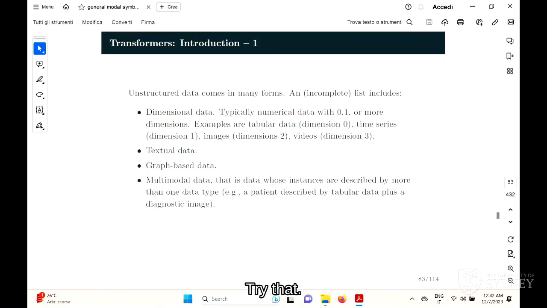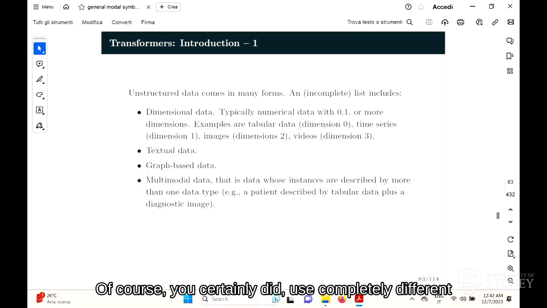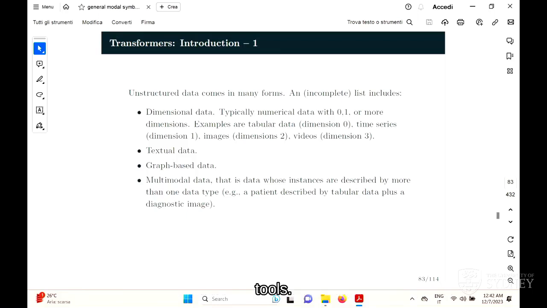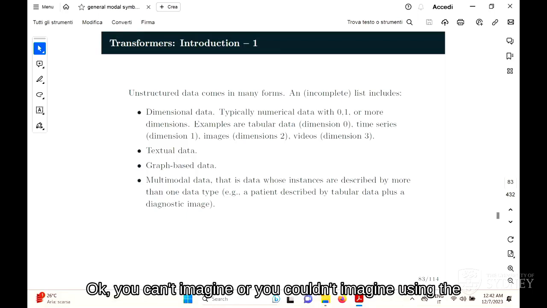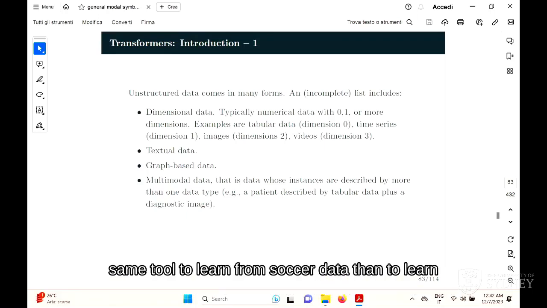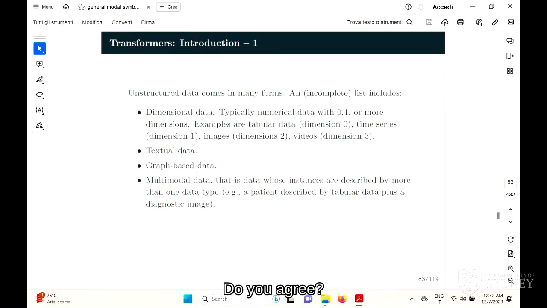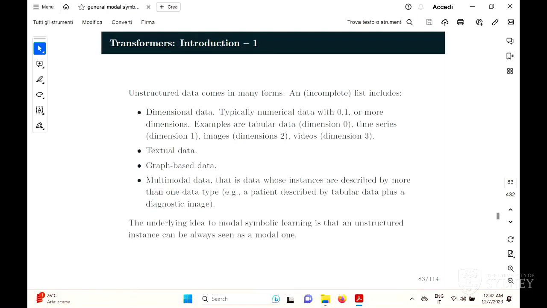No? Okay. So in that case, you would be tempted, of course, to use completely different tools because it's a completely different way, okay? You couldn't imagine using the same tool to learn from soccer data as to learn from text data. Are you with me? Do you agree? It's different tools, right? Well, no, it's the same tool, okay? You can use the same tool. How? Well, convert everything into model data.